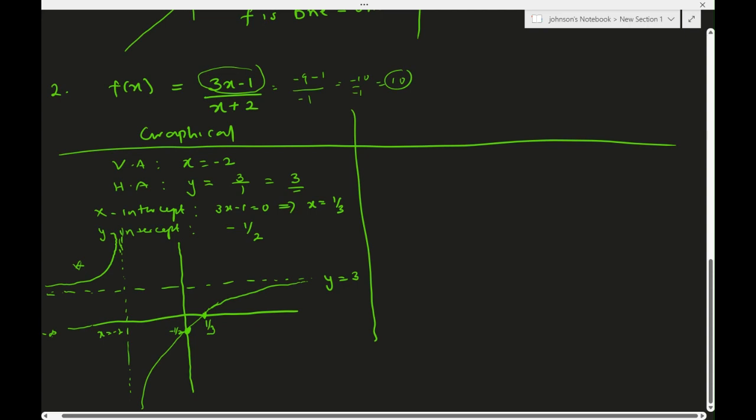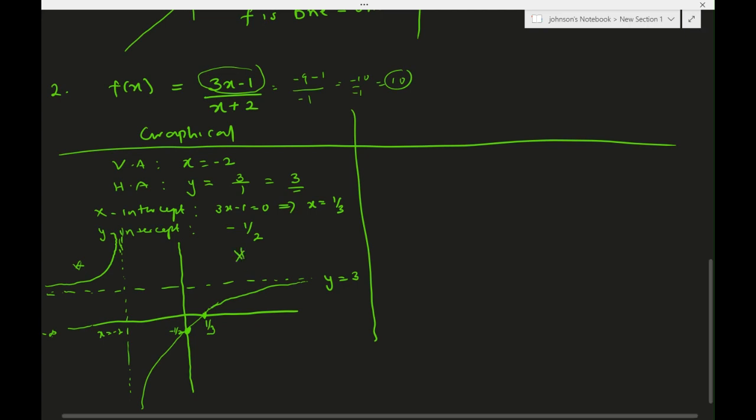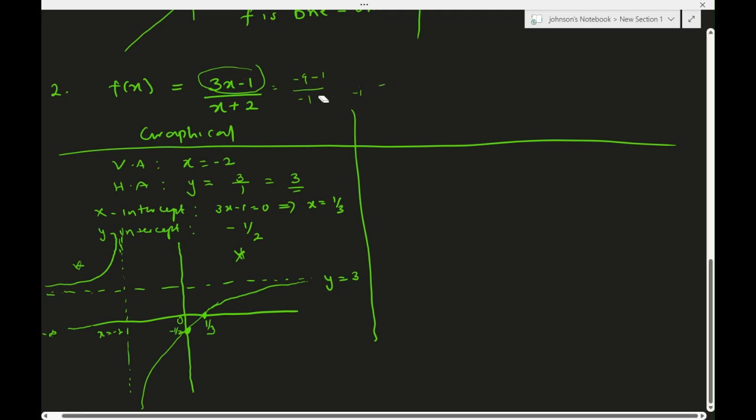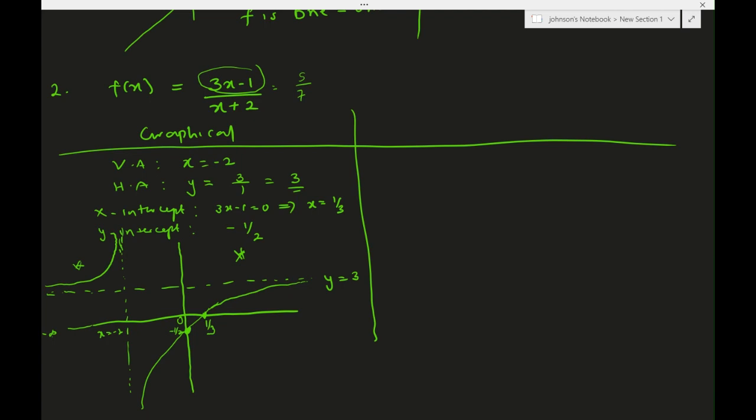Now, this is just quick. To know whether your graph will be in this region or in this region, all you do is take a test point. Take a number between 0 and this, and try it in this function. For example, if you put 2 in this function, you will have 6 minus 1, which is 5, and here you put 2, it's going to be 7. So 5 over 7 is less than 3, and that is less than the horizontal asymptote. That is why we are in this region.